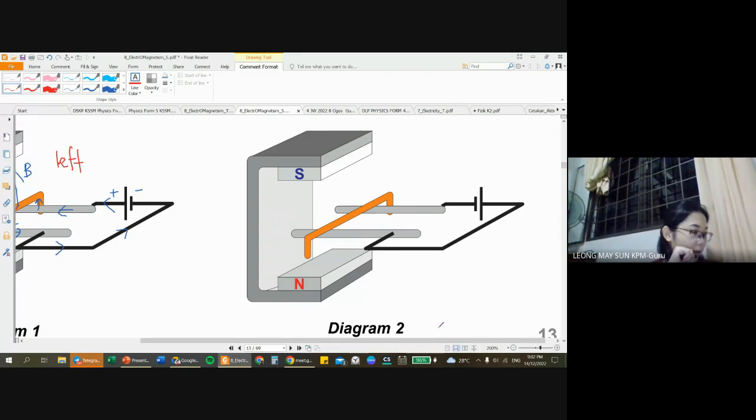Can, okay. Now, can you all please try this diagram and tell me whether the copper wire will move towards the left or towards the right? Determine that and see whether it will move towards the left or towards the right. All right, I'm giving you guys some time. Try to identify whether it will move towards the left or towards the right. This picture.